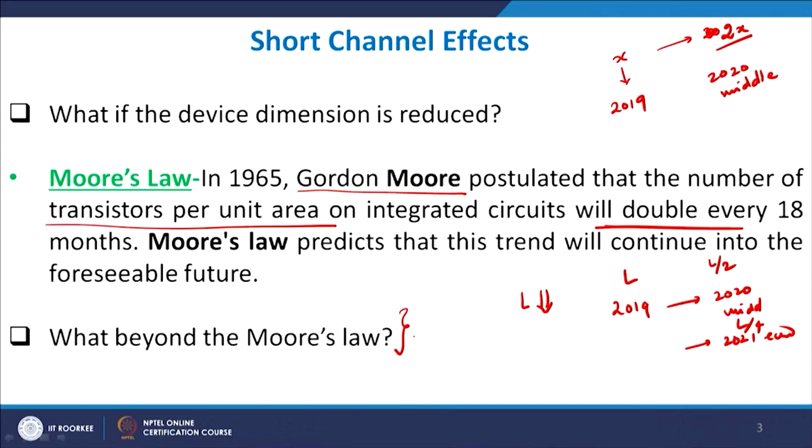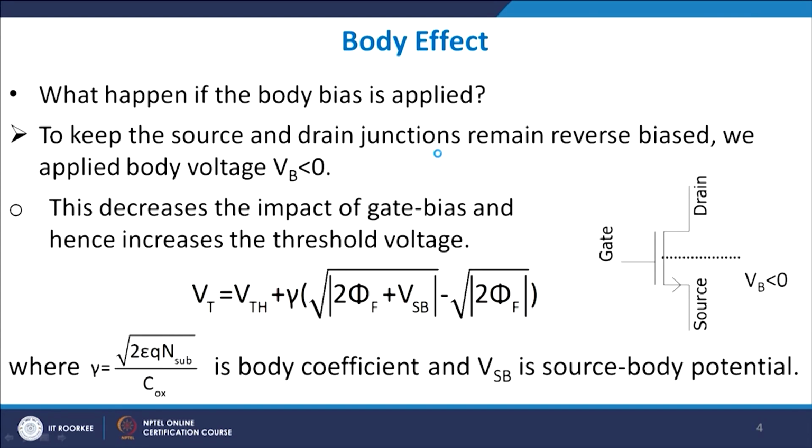Now, if these dimensions are reducing, then there are certain things known as short channel effects which come into picture. That is what we are referring to: once the dimensions are reduced because of Moore's law, you have short channel effects coming into picture. The first effect which I wanted to stress in front of you is basically the body effect, also known as substrate bias effect. We will come to this as we discuss. Let me explain to you in very simple terms, and then we can move forward, right.